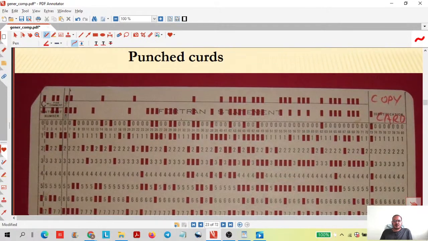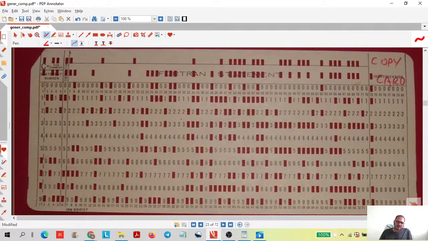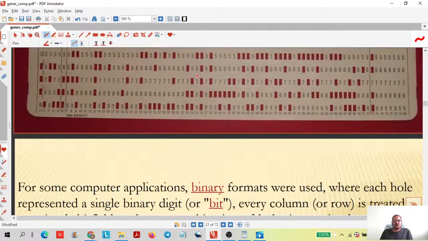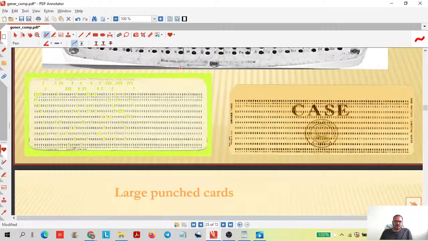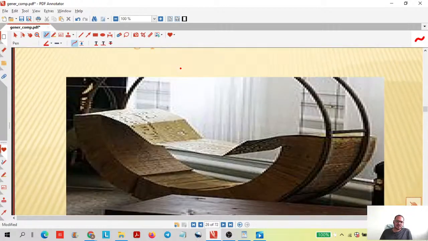Then punched cards, as we saw in the video. These punched cards are the input device for the first generation computers. And I think even in the present day we are still using punched cards in some textile factories. There are some types, like this type of punched card.